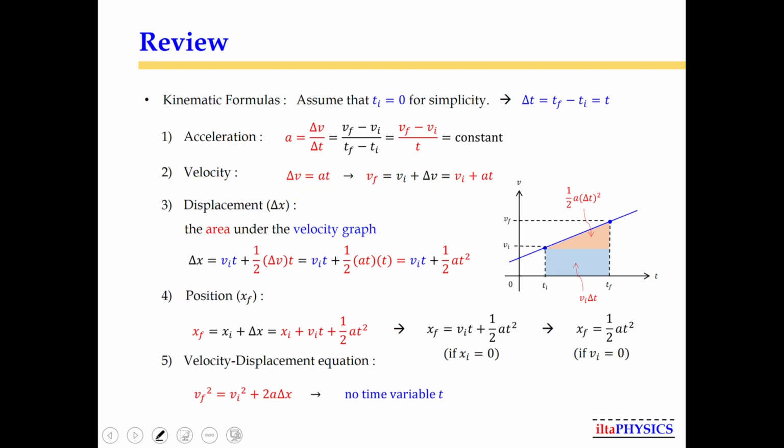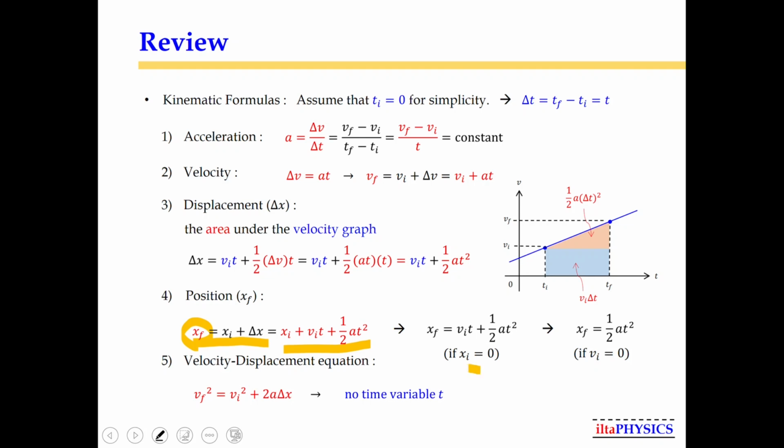Displacement at any given time is equal to the area under the velocity time graph. If we break that shaded region into a rectangle and a triangle, add their areas, and then simplify, we get displacement equals initial velocity times time plus 1/2 acceleration times time squared. Finally, position equals the initial position plus displacement. In other words, position equals initial position plus initial velocity times time plus 1/2 acceleration times time squared.